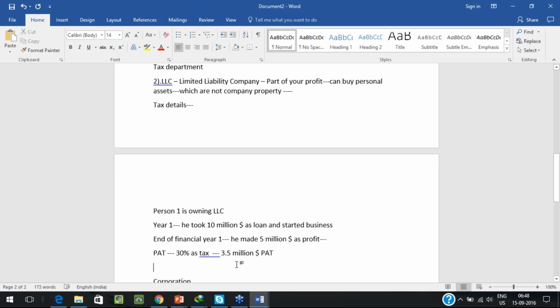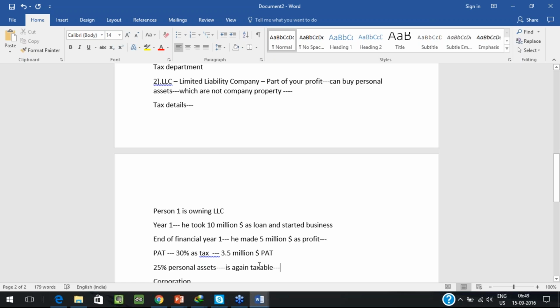Now in this 3.5, as the owner of the LLC, you are liable to use, say suppose, 25% for your personal assets. This 25% is given to the owner of the particular organization, and he can buy assets which are not part of the organization. This 25% is again taxable, based on the respective country's laws. So which means you are taxed twice. But the only advantage here is you can use it to buy personal assets which are not part of the company, and if something goes wrong in the future, they are not under the scanner and they cannot be auctioned. That's the advantage of this particular one.